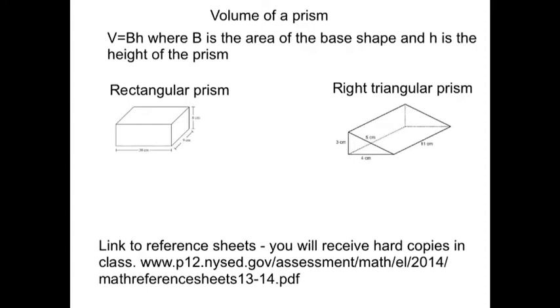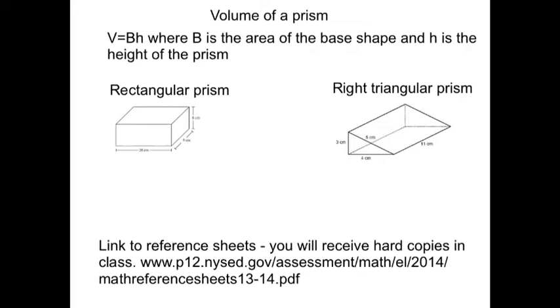The capital B is different than a lowercase b. The capital B in this case means the area of the base shape. So when you're looking at these prisms, you have to be able to identify what the base shape is. Once you identify the base shape, you're going to find the area of that base shape and multiply it by the height of the prism. And that's for every single prism. So whether it's rectangular or right triangular, the same formula applies.